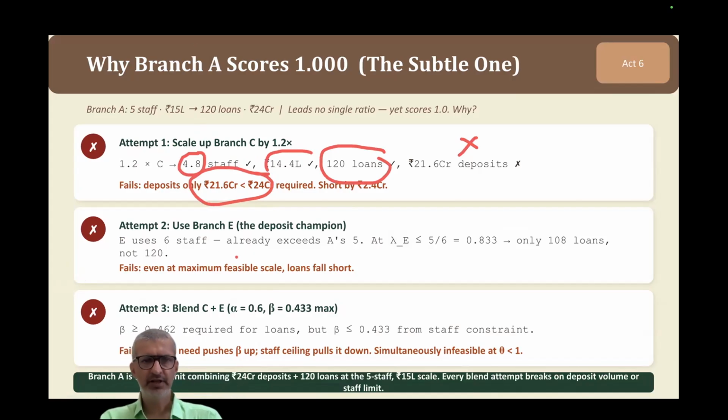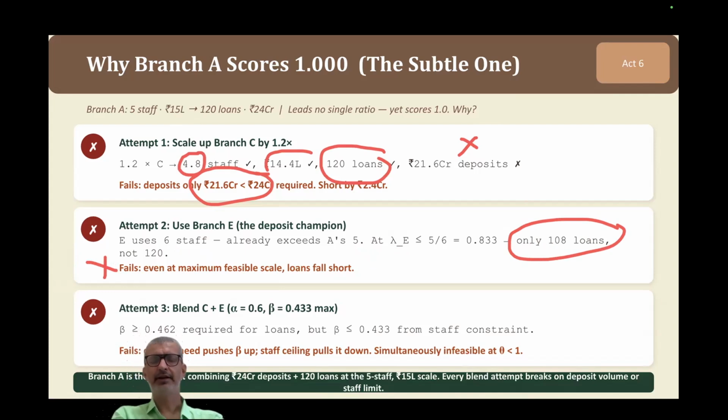Similarly, using branch E, the number of staff is 6, A is 5. So if we see only 108 loans, if we do the same thing here, even E can't do that, right? So this also fails. And third could be a blend of C and D. When we blend C and D, we find that the staff ceiling pulls it down and deposit needs push beta up. So this becomes infeasible. If you blend C and D, that also becomes infeasible.